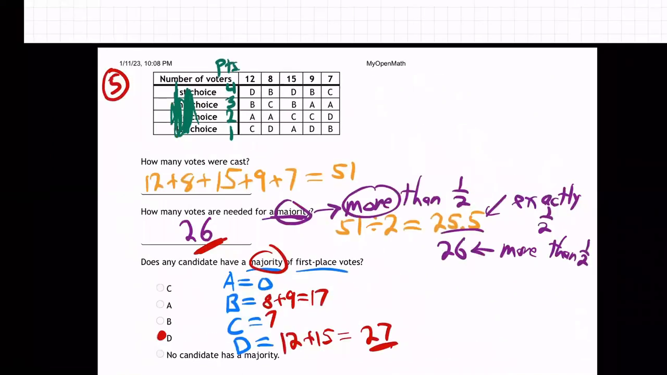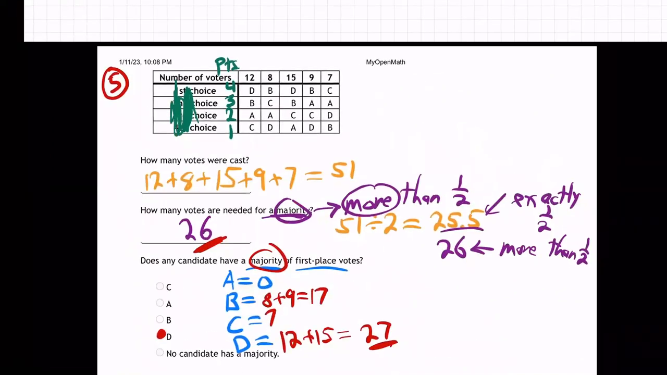Let's start with A. How many does A get? Well, A is right here. 12 people gave A 2 points each, so 12 times 2, plus, here's A, 8 people also gave A 2 points each. These are 8 voters, and they each gave A 2 points. And these 12 voters also each gave A 2 points, because it's 1 point for last place, the lowest point you get, and then it goes up 2, 3, 4.